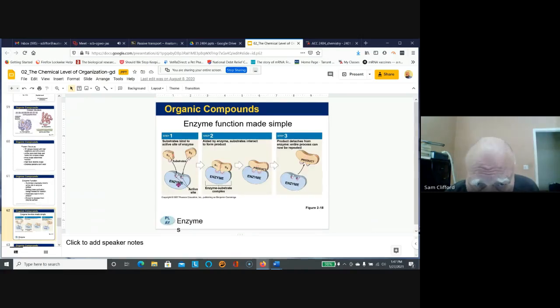Enzymes promote reactions, but they're not used up. So they have an active site. Substances can be brought to that active site. S1 and S2, called a substrate, bind to make a product, and that product detaches from the enzyme. That can be repeated many, many times, and the enzyme is not used up. It just promotes the reaction.